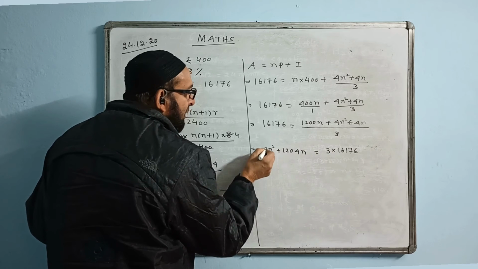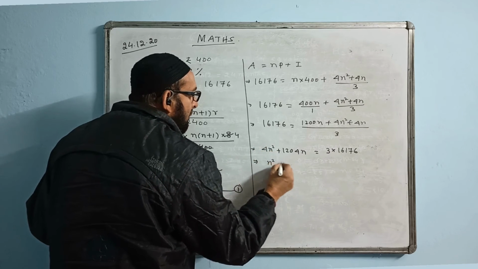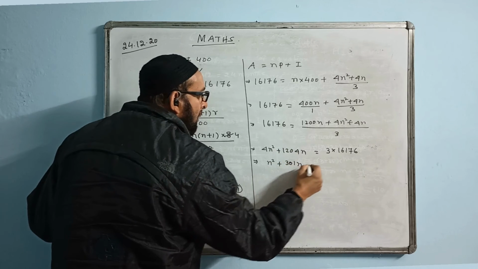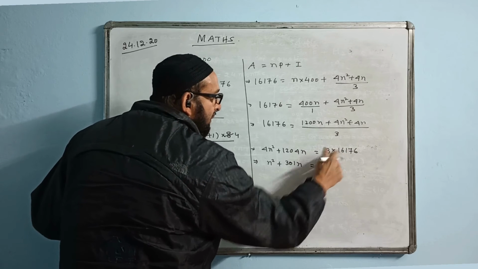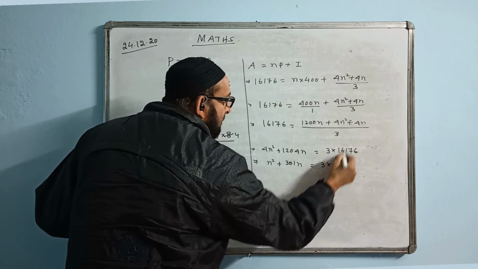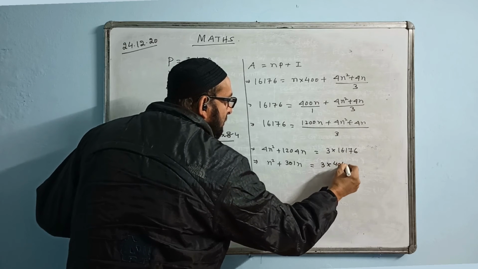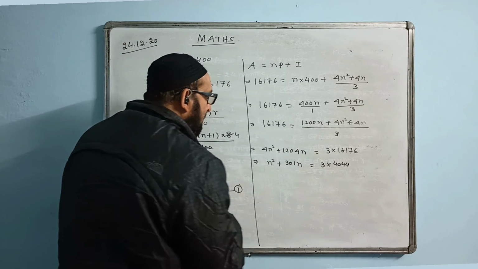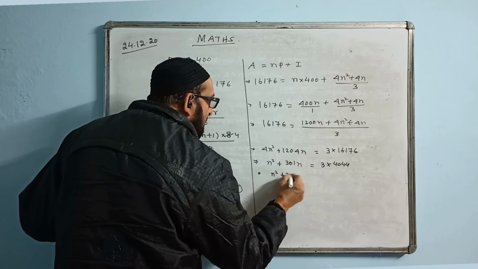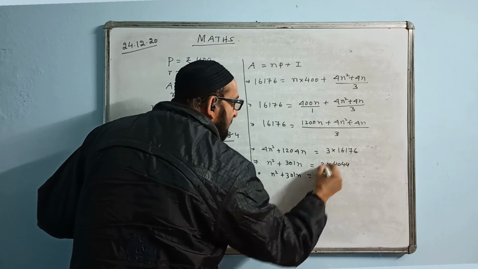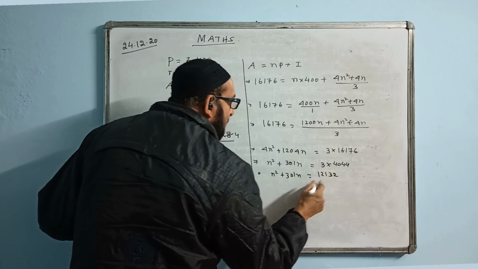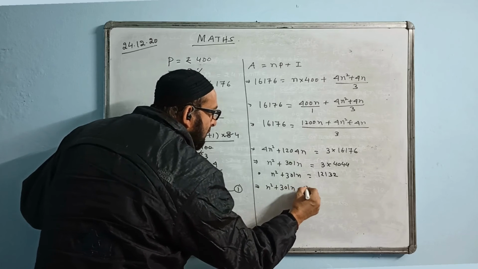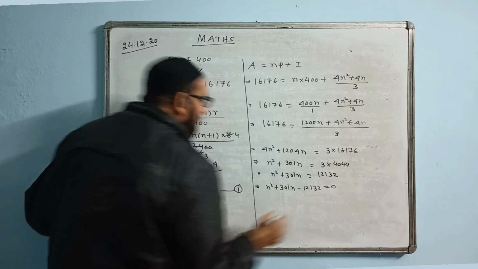With 4 everything divides, you can cancel now. With 4 you divide, this will become n square. 1204 divided by 4, this answer will become 301n. With 4 you divide this one, it will be divisible, right? 3 into 16176 divided by 4 gives 4044, now I will multiply this one. n square plus 301n is equal to 3 times 4044, which is 12132. Get everything on the left hand side. You get n square plus 301n minus 12132 equal to 0.